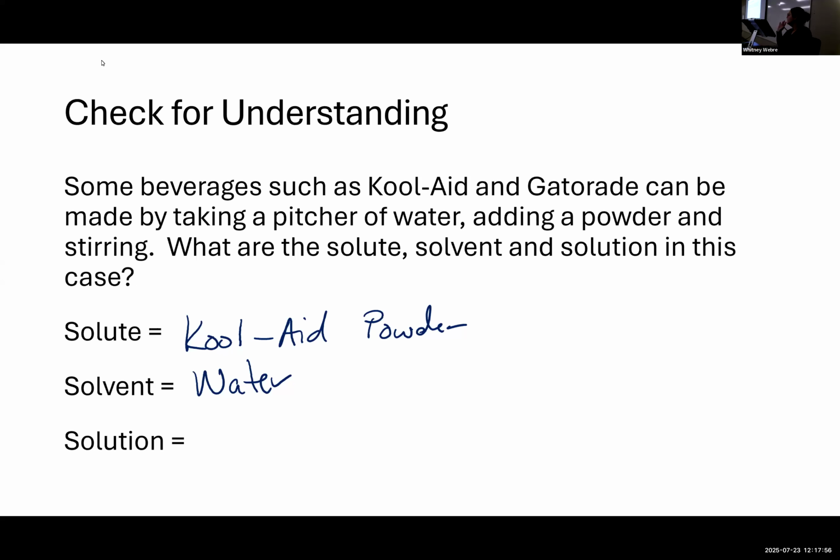Sorry, say that again. All of the above. So it's Kool-Aid and water. So you have to incorporate both for this to be correct. So if I was to ask this as a multiple choice question, don't be tricked by it. Solution's just everything. But you have to incorporate solute and solvent.